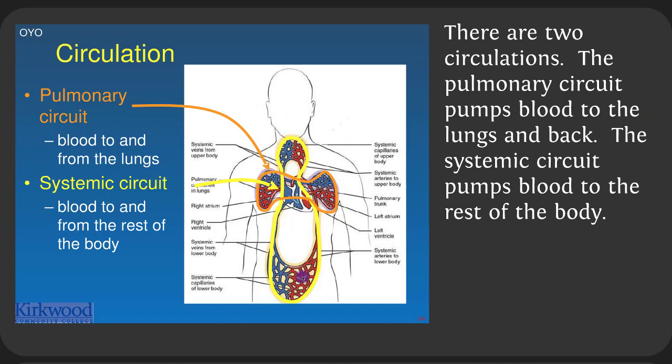Repeating that, there are 2 circulations. The pulmonary circuit pumps blood to the lungs and back. The systemic circuit pumps blood to the rest of the body. And I don't say to the rest of the body and back because once blood makes it to the end of the line in the systemic circuit, it doesn't really feel the push of the heart anymore, and there are other ways for the blood to get back to the heart once it's gone through the capillaries, or the smallest vessels. We'll talk about that when we get to the blood vessels.